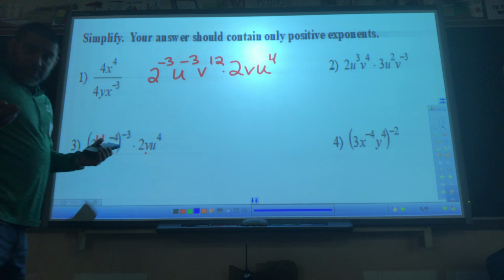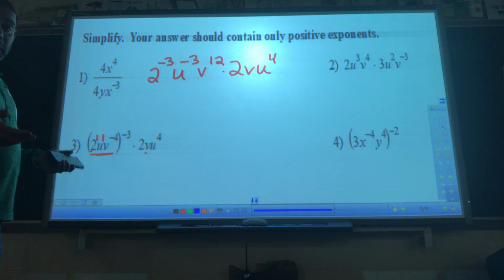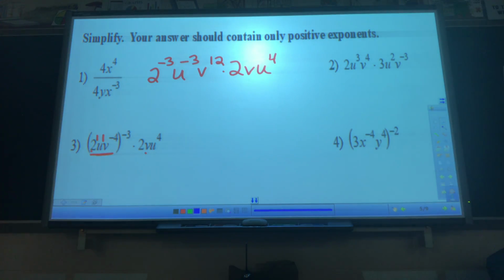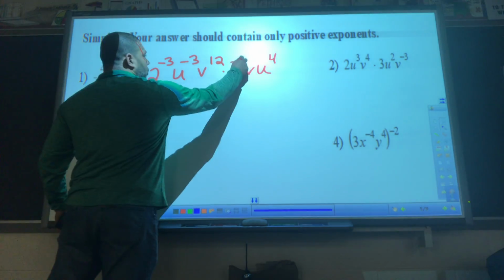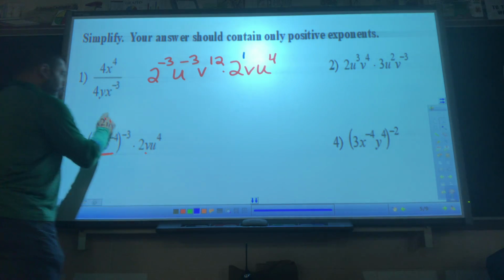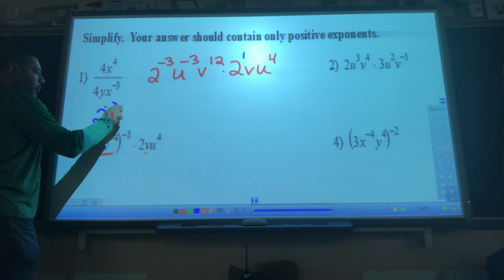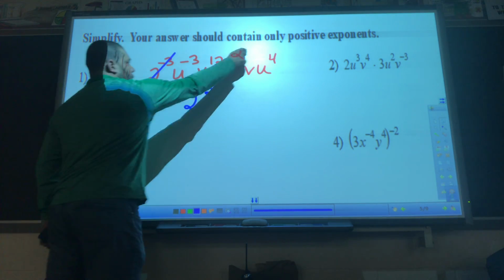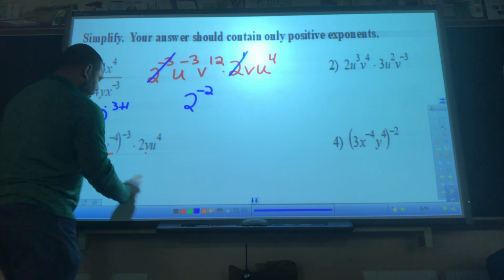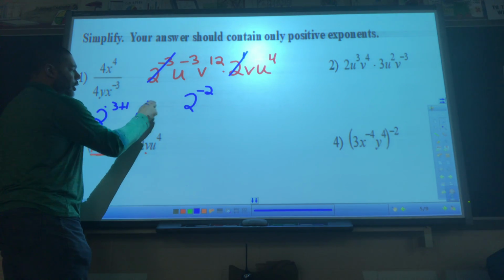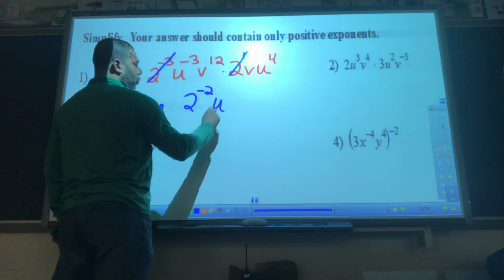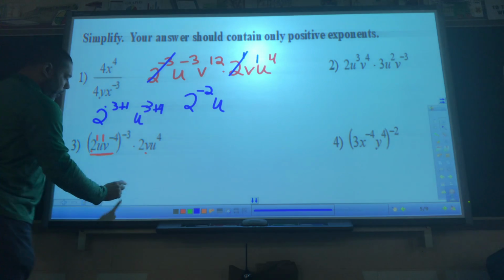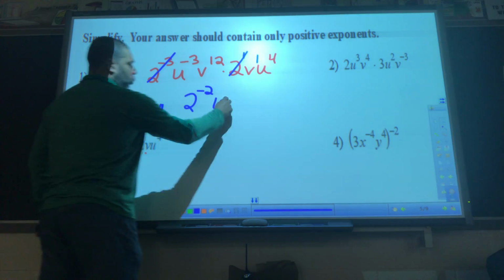Now, like bases, if I'm multiplying, now I'm going to do my multiplication. If I multiply same bases, I'm allowed to add my exponents. So with the 2's, they are same bases. I'm just going to add those exponents. That'd be -3 plus 1. So that'd be 2 raised to the -2 power now. Okay, the 2's are done. For the u's, that'd be -3 plus 4, which is +1. For the v's, don't forget, that's v to the first there. For the v's, 12 plus 1 is 13.